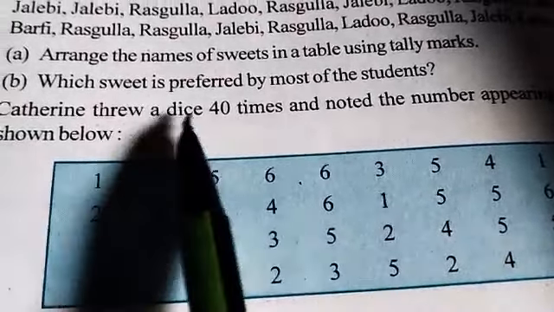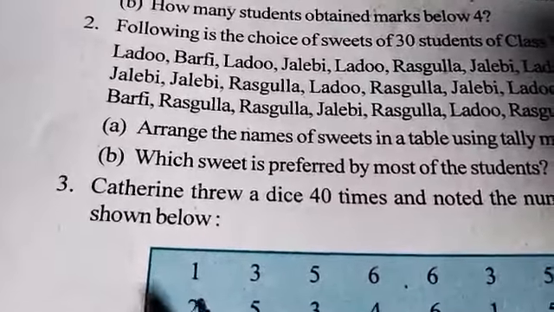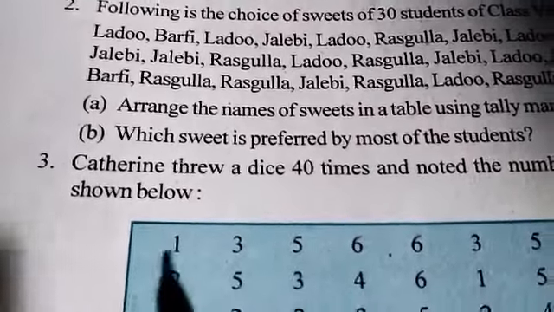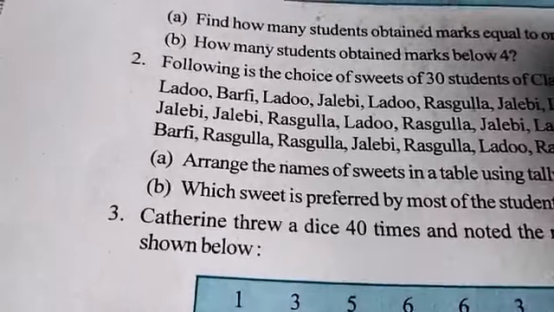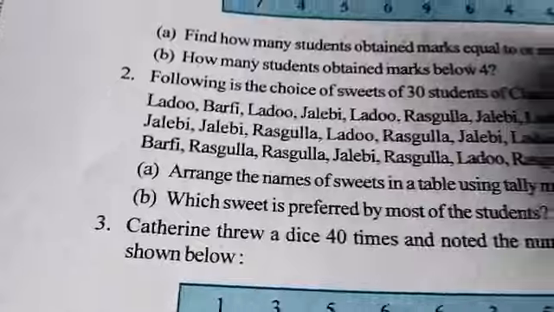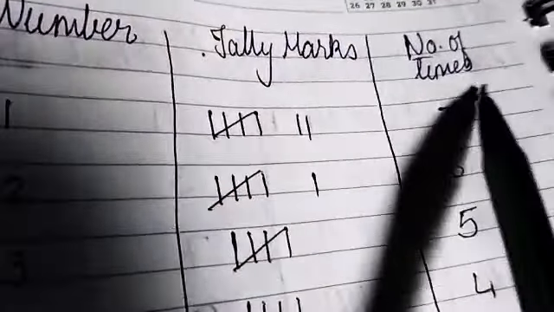So we have to count. It is how many times? It is 40 times. Again we need to make a table and a tally mark. So how many times did Catherine get 1? How many times did she get 3, 2, 4, 5 and 6? So first write number, tally mark and number of times.